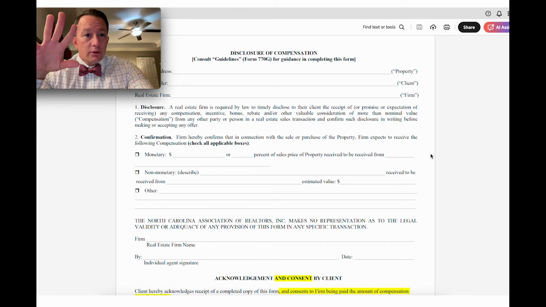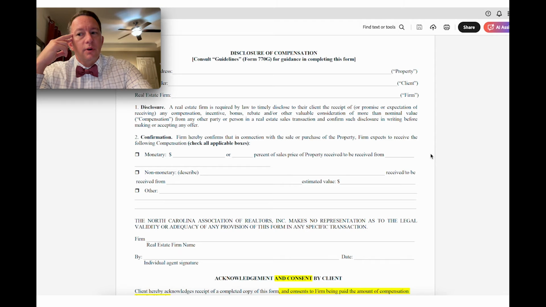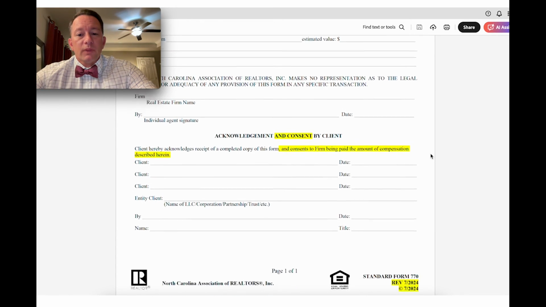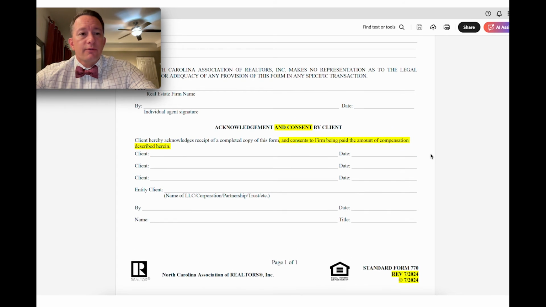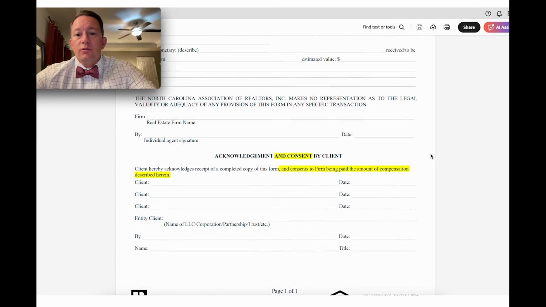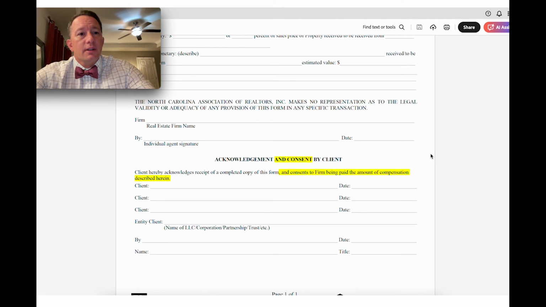So you can use, as I said before, the amendment to the agency agreement to be able to have your client agree to compensation that's different than what's in your agency agreement already. Or if something comes up in the transaction and Form 770 fits, then you can certainly use this form to be able to obtain your client's consent to changing your compensation as well. All right. That is all for this set of forms, and you can look for more information and content coming out about all the forms changes coming out very soon.